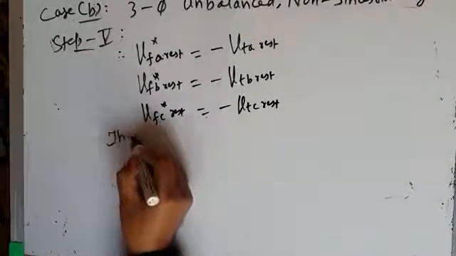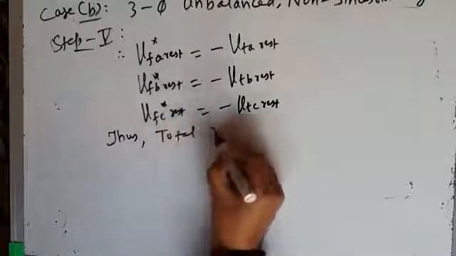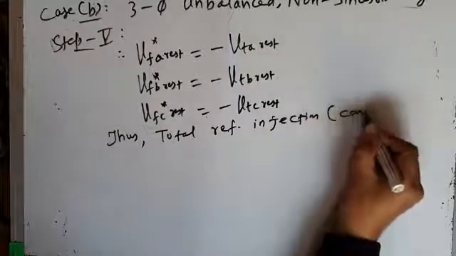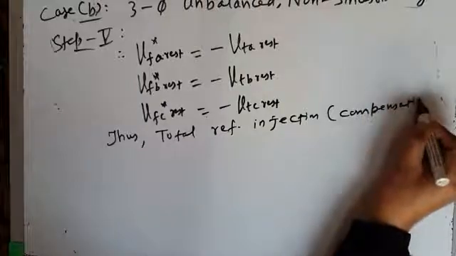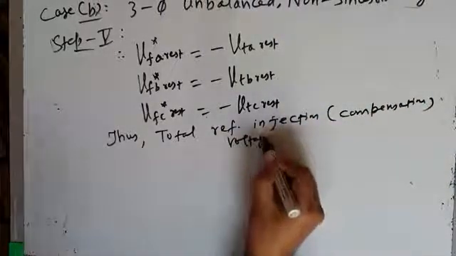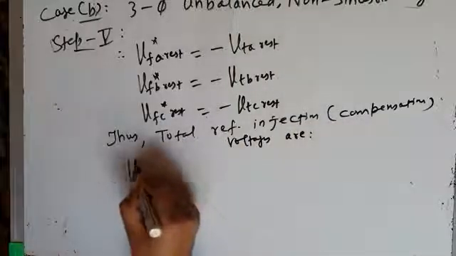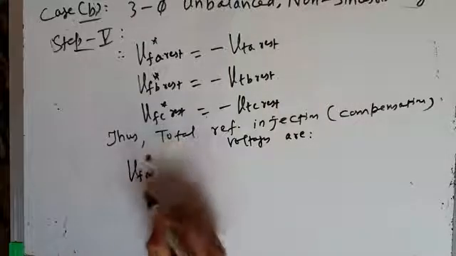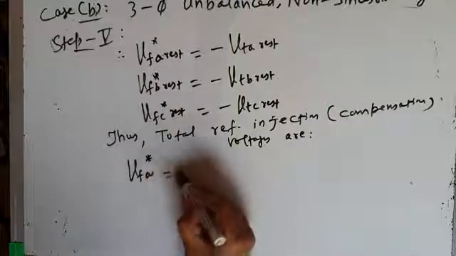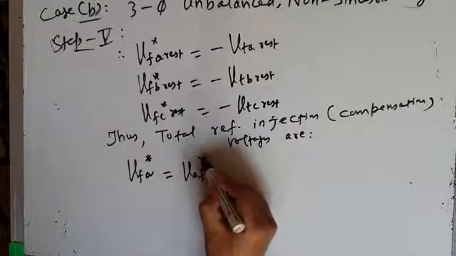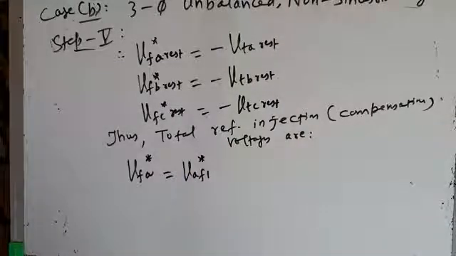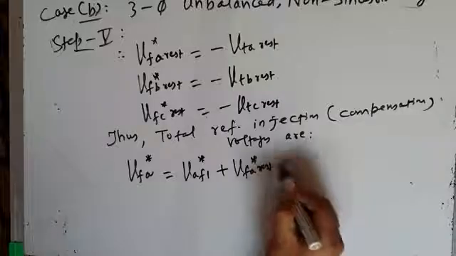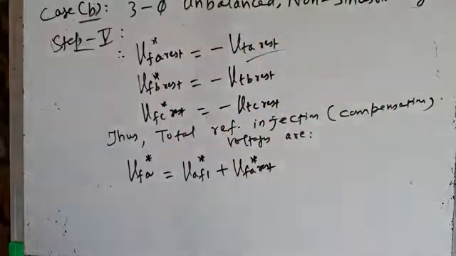So therefore, what is the total injection voltage? Thus, total reference injection or reference compensation voltages are: आपका compensator DVR जो है, it will first inject in phase A the voltage VFA star, which is equal to fundamental component VFA1 star, जो अभी थोड़ी देर पहले हमने निकाला है in step number 4, plus VFA star rest, जो हमने ऊपर से निकाला, which is equal to minus VTA rest.